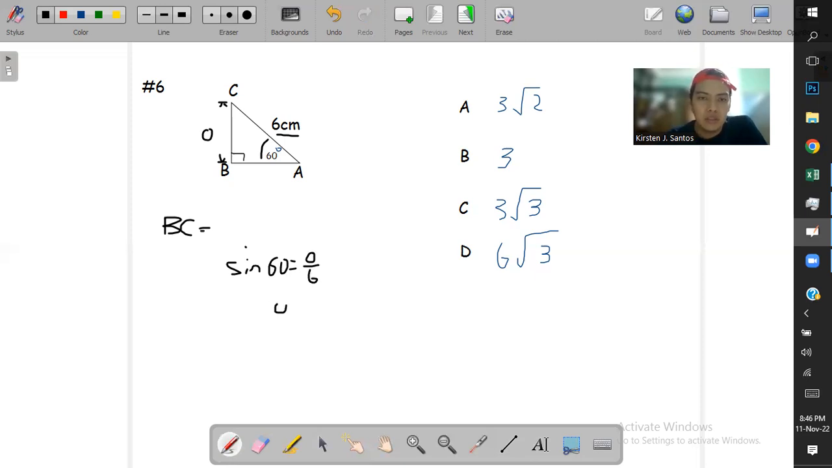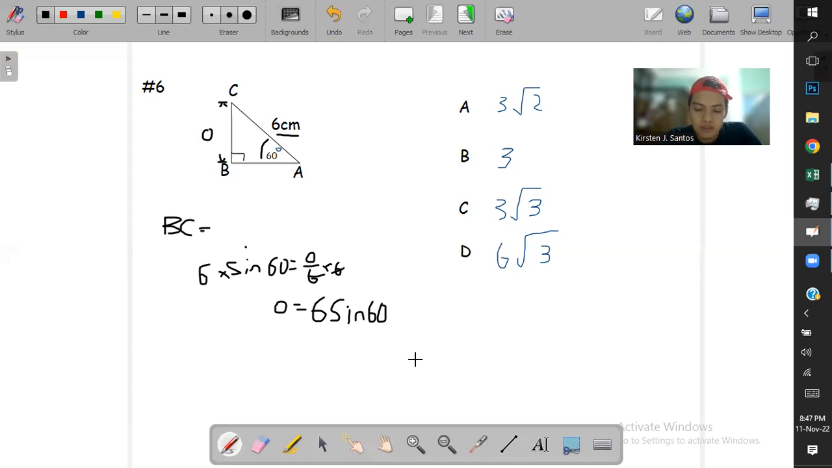So if I am to calculate my length CB, which we can also call the opposite side, we can rearrange this formula, and I will multiply by 6 on both sides. The 6 cancels off the 6, and it leaves this standalone O, which is opposite, and our formula would be 6 times the sine of 60.